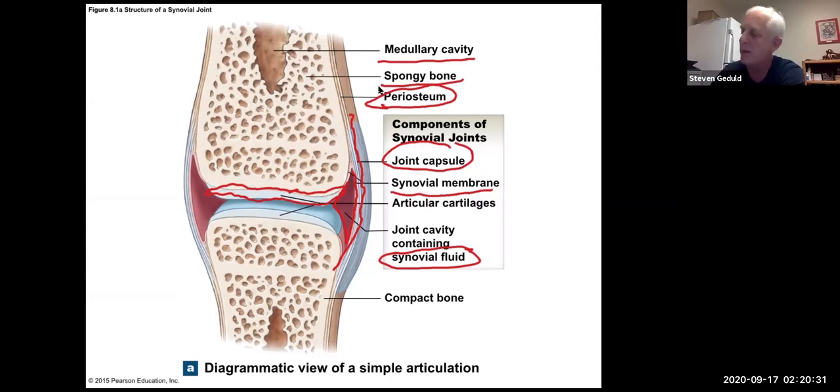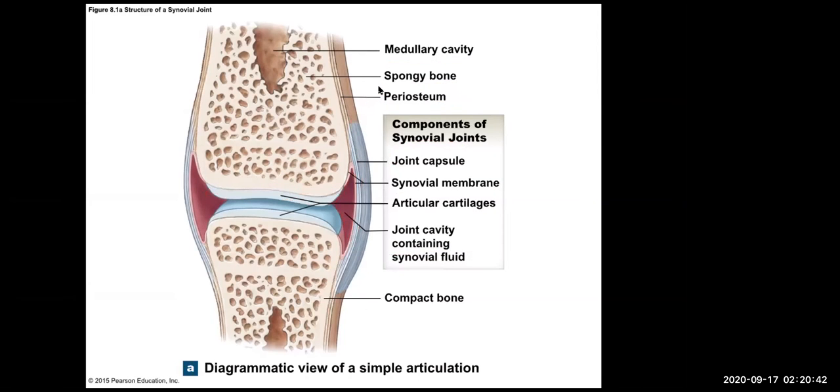Then you can see your compact bone here. Compact bone is the outside of the bone. Spongy bone was inside. Is that all making sense? Perfect.